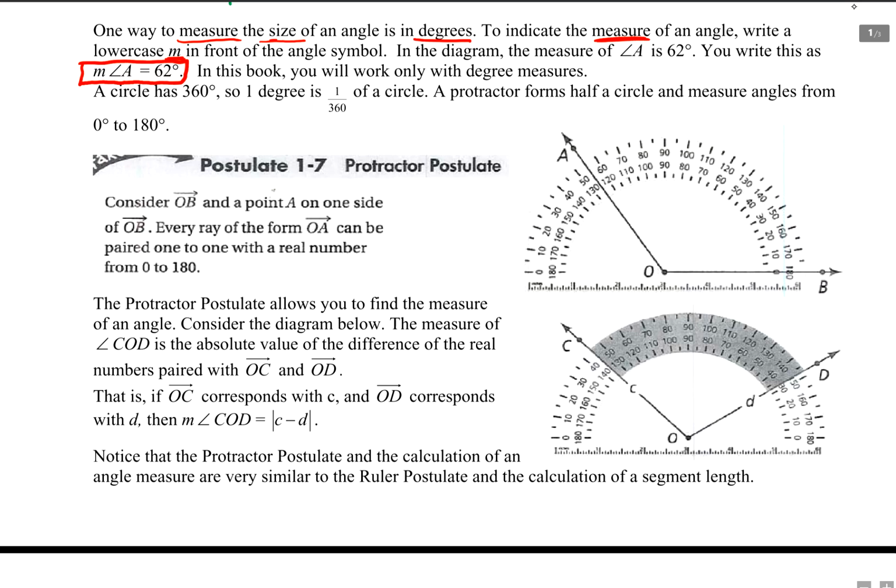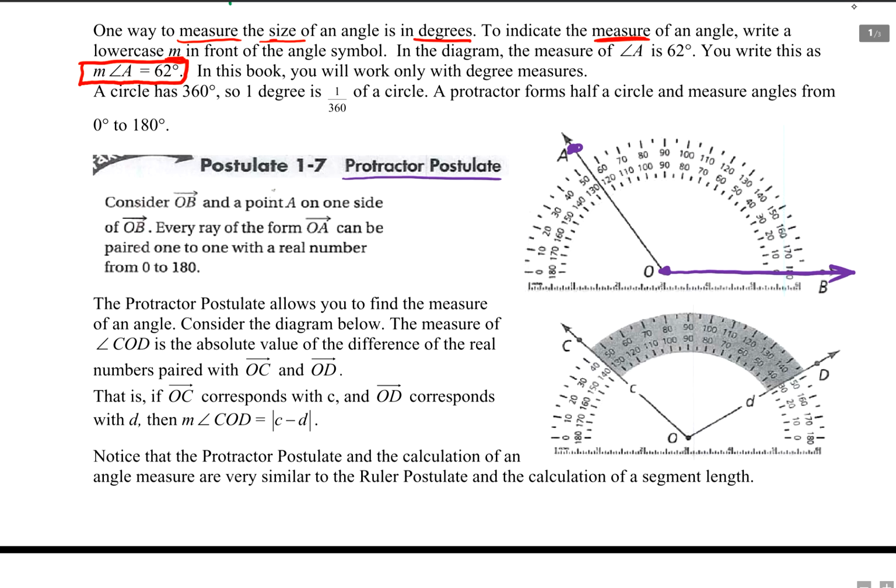Okay, you have used a protractor, I really hope, in previous math classes to measure angles. Our next postulate is the protractor postulate, and yes, it has a name. We like the ones with names. It says, consider ray OB. So we come over here to our diagram and we find ray OB. There's our ray. And a point A on one side of ray OB. So we're looking at this point.